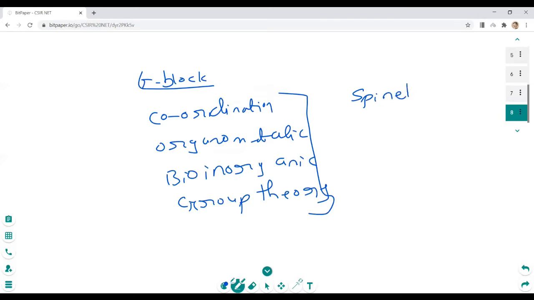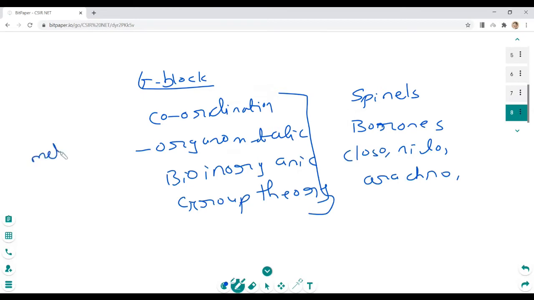Learn about spinels and boranes, the boron family. There, generally you have to learn the types: closo, nido, arachno. There will be one question. They will give a borane, something like B2H10, sorry, B5H10, and ask which type it is: closo, nido, or arachno. And if you learn this closo, nido, arachno classification, it will be used in organometallics also.